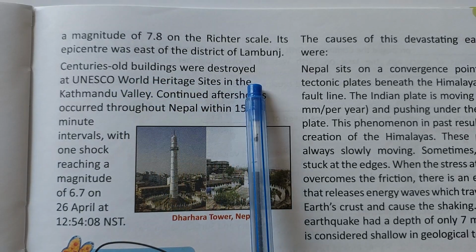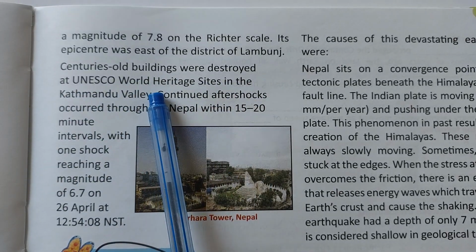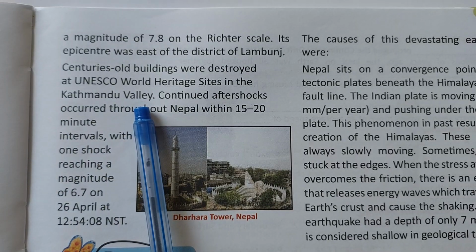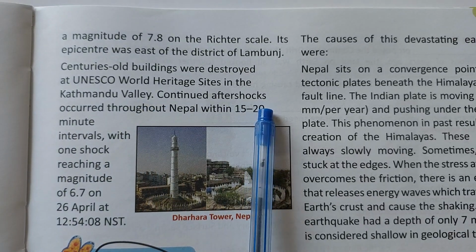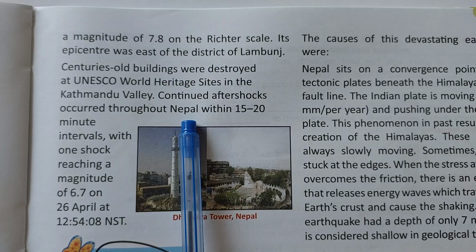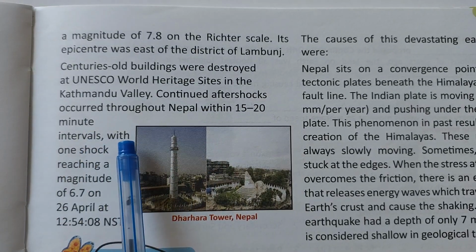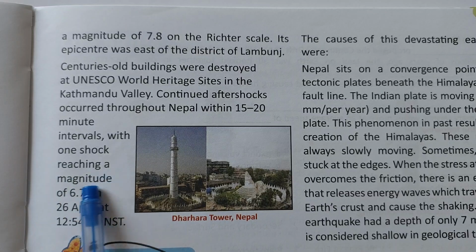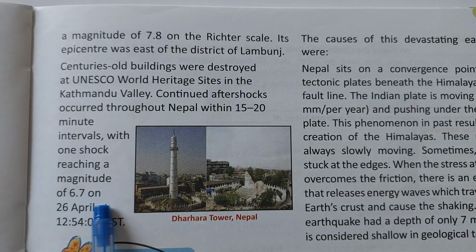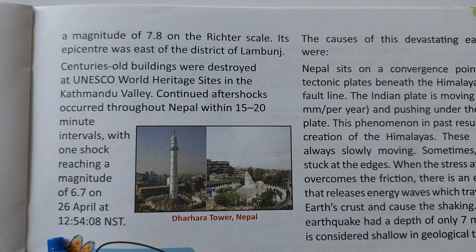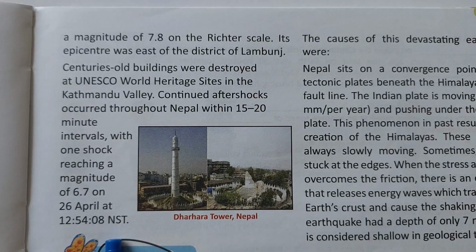Centuries-old buildings were destroyed at UNESCO World Heritage Sites in the Kathmandu Valley. Continued aftershocks occurred throughout Nepal within 15 to 20-minute intervals, with one shock reaching a magnitude of 6.7 on 26 April at 12:54:08 NST.